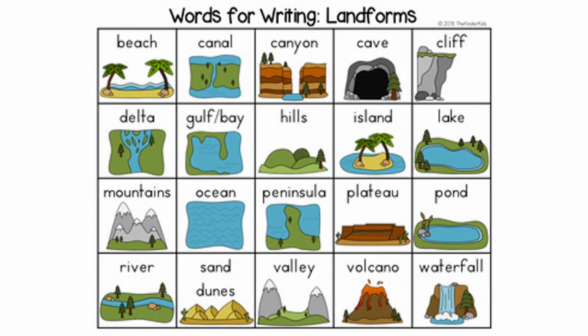Now let's take a look at several landforms. We will hear more about some of these landforms later on. Let's look at the first one. This is called a beach. I love going to the beach because you can sit on the sand and hear the waves crashing from the ocean. The next one is a canal. You see that it's just a small piece of water going between 2 pieces of land.